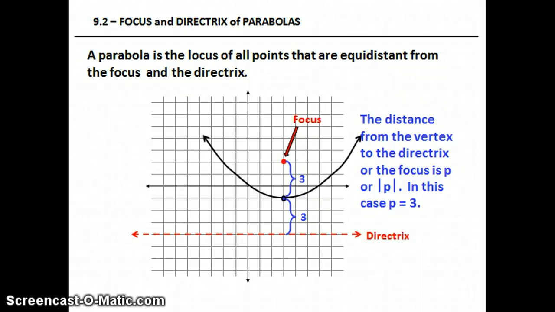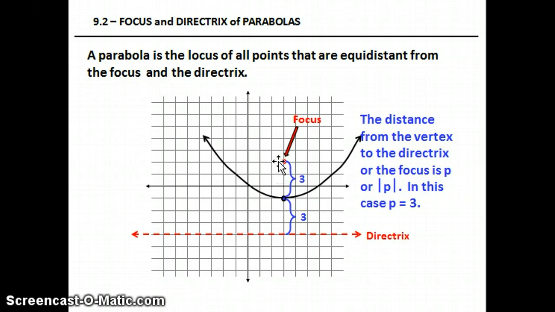Okay, now we're going to talk about the locus or the focus and the directrix of the parabola. A parabola, technically, by geometric definition, is the locus of all points that are equidistant from the focus and the directrix. That means that from the focus to any point on the parabola and down to the directrix should be equal.